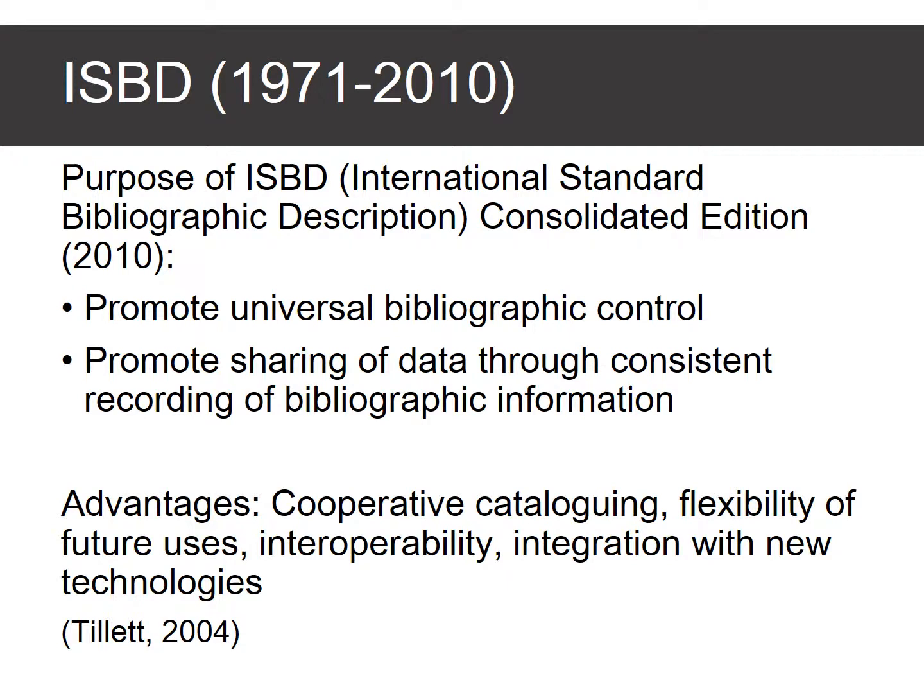What are some advantages of universal bibliographic control? As Tillett pointed out in 2004 in her paper entitled Cataloging for the Future, universal bibliographic control enables cooperative cataloging, which takes advantage of the economies of scale yielded by mass-produced publications. It also allows flexibility for future uses of bibliographic and authority data across a multitude of systems. Universal bibliographic control is a step towards interoperability. It encourages data generation from other bibliographic partners, for instance, publishers. And finally, it allows for the integration with new technologies into the field of bibliographic work.